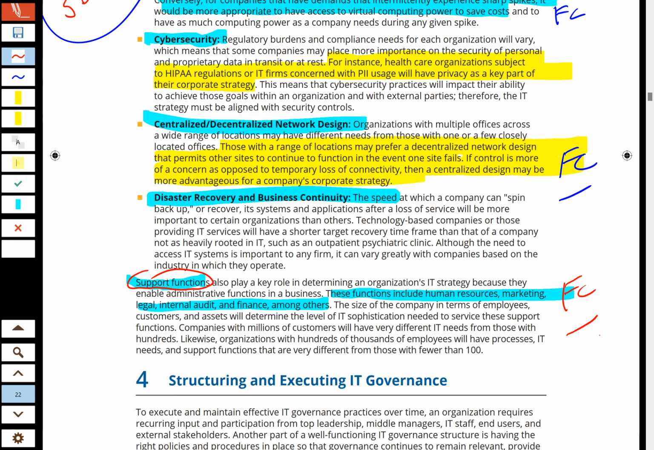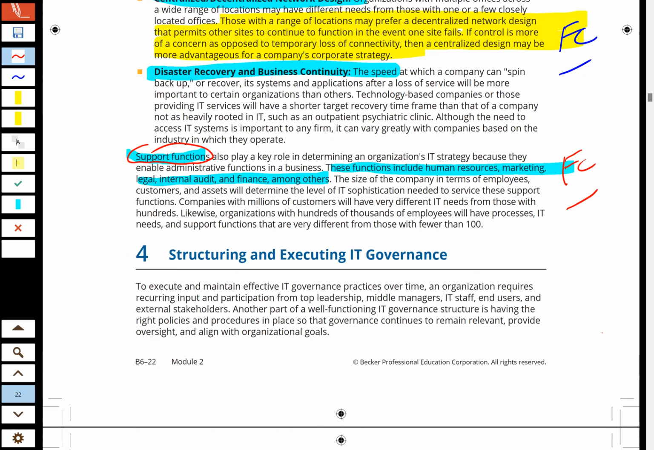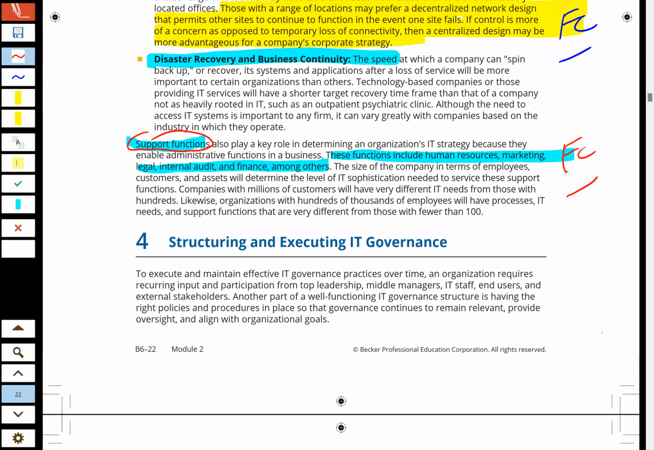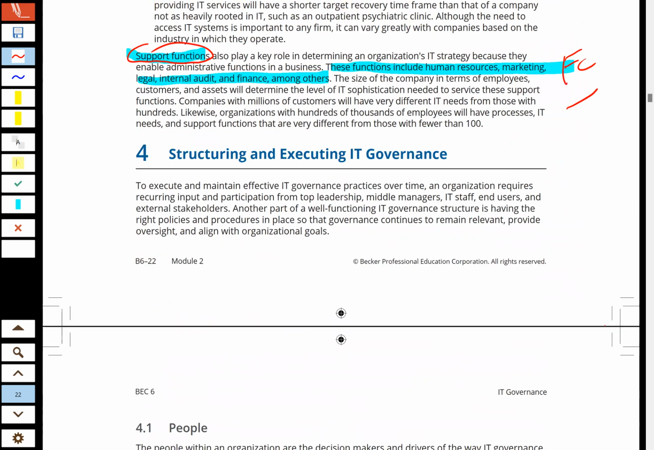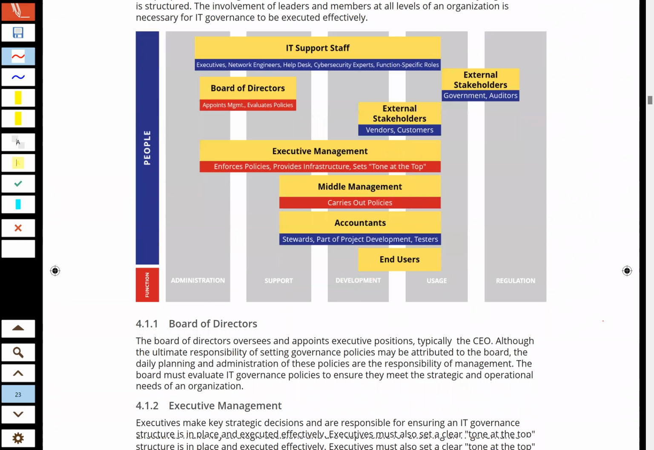Okay, good. Now, structuring IT governance. And again, when we talk about IT governance, we're going to be talking at a high level. We are talking the board of directors. So let's just come over and see what they tell us about the board of directors.